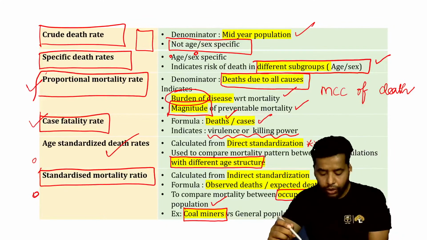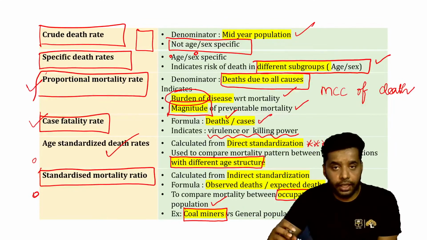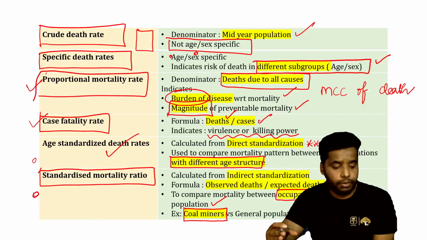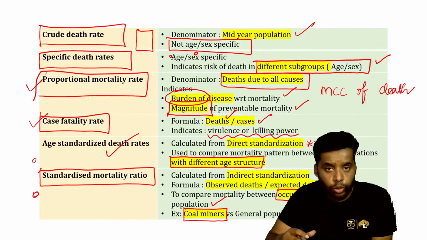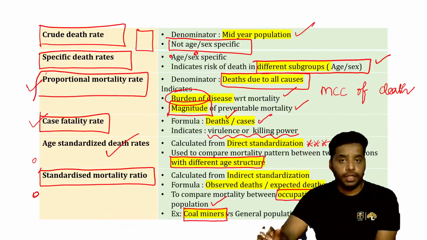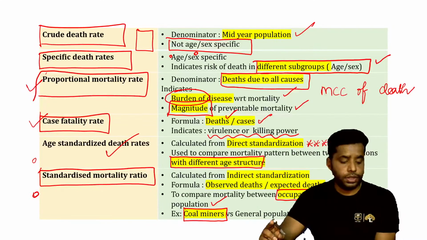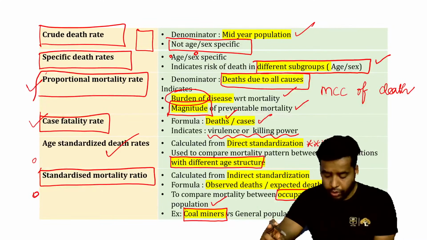If that is the situation, then what mortality indicator is used? Comparing mortality pattern between an occupation and the general population. What is your answer? Standardized mortality ratio. How is it calculated?